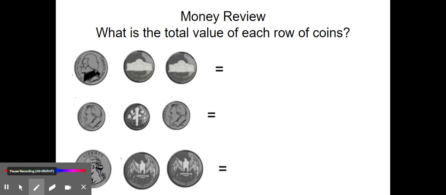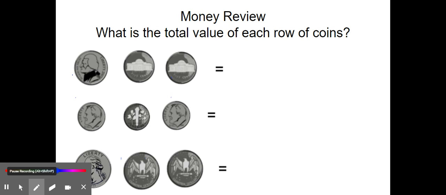Today we are going to review money again. It's a little bit tricky just looking at the picture of the coins, but I want you to do your best to try to figure out which coins you see, and we are going to find out the total value of each row of coins. Let's start with the first row. What coin is that? If you said nickel, you are right.